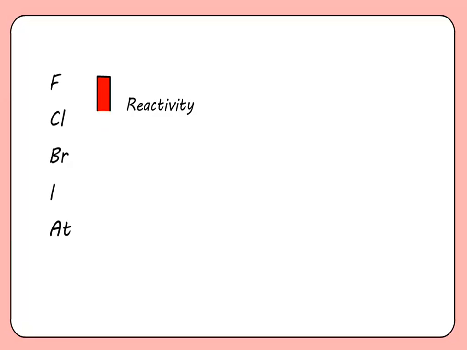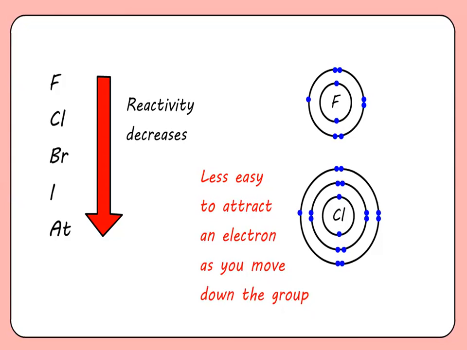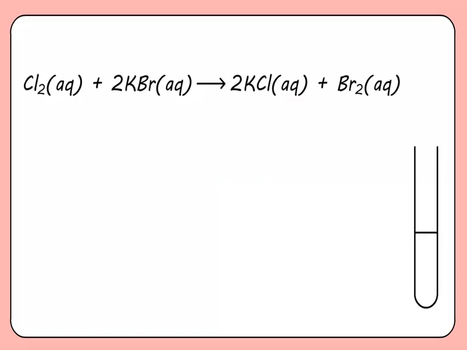The reactivity of halogens decreases going down the group, since there is less attraction from the nucleus as you move down a group due to increased atomic radius and increased electron shielding. A more reactive halogen can displace a less reactive one. For example, if chlorinated water is added to a solution of potassium bromide, the chlorine, being more reactive, will displace the bromine. In this reaction, you would see the solution turn orange as bromine, Br2, is liberated.